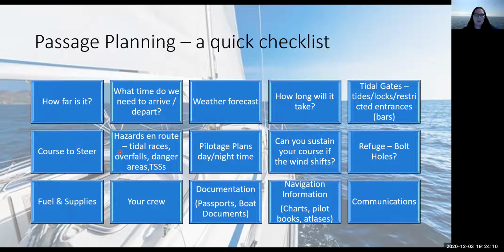What about my pilotage plans then? I might put my pilotage plans together for getting out of A and getting into B, both considering daytime and nighttime. If I'm sailing, I'm really interested in then, can I sustain the course that I have planned if the wind shifts? Or if the wind drops and I'm going to have to motor, is that reasonably a doable trip? Or if I know that the wind might start to drop, have I got somewhere else to go? So where can I go to? What are my refuges? What are my bolt holes?